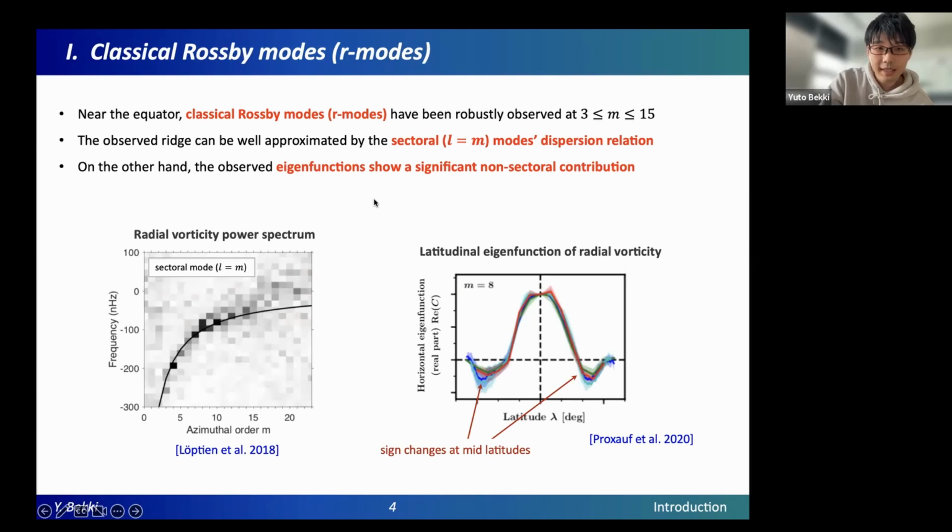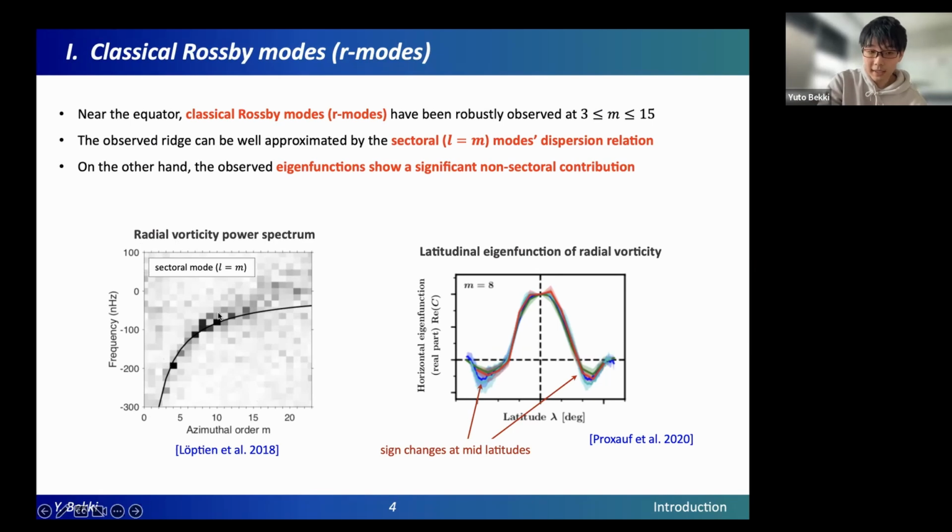So now, first, the classical Rossby modes. These are very, very clearly observed. Here I show the radial vorticity power spectrum of the sectoral mode, the l equals m component of the spherical harmonics. It is the power as a function of azimuthal order m and the frequency. So it's basically the k-omega diagram.